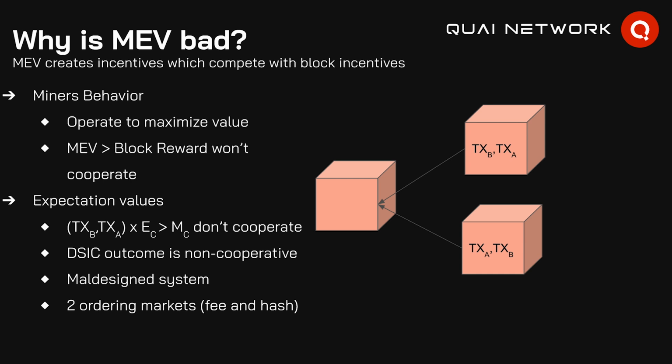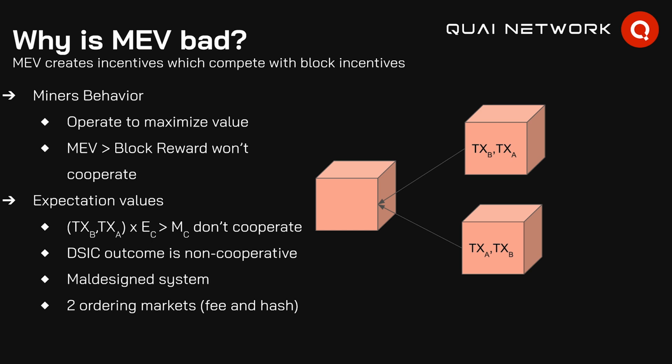But from Quai Network's perspective, our biggest issue is the influence of MEV on miner behavior. So what we would like to do is construct a system which has a dominant strategy incentive compatible outcome. That means that the miners will all cooperate, and they're all cooperating against the same set of incentives, which are defined by the blockchain, the consensus algorithms, and the reward mechanisms. They're not going to modify their behavior because there's some secondary set of incentives that isn't being measured or rewarded in the protocol.